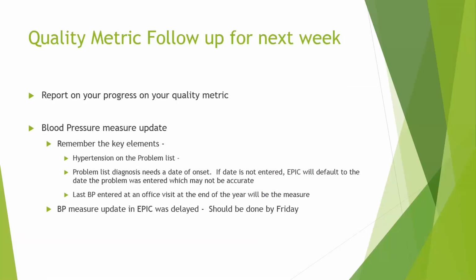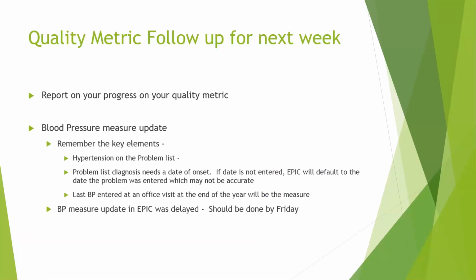Just remember, the diagnosis of hypertension has to be on the problem list, and in all the hundreds of charts reviewed, we did see that missing on several records. There needs to be a date of onset there. It would be helpful if you could have the date, probably the earliest date that you know of, that the patient had the diagnosis of hypertension. If you don't have a date entered there, Epic will default it to today's date.